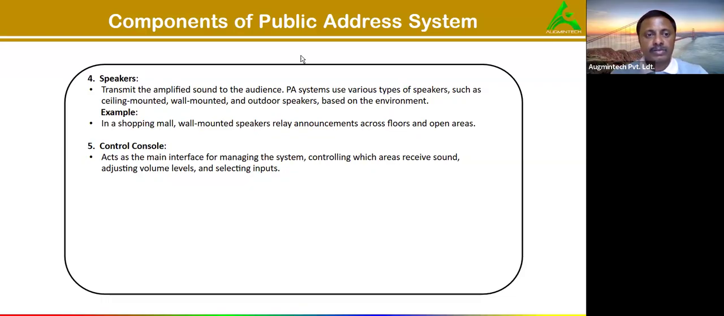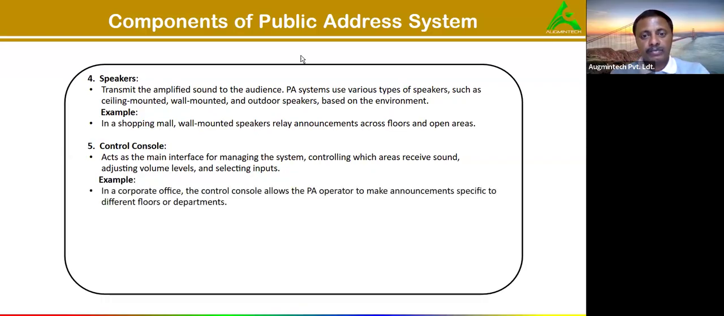And we have the control console, which acts as the main interface for managing the system. That means it controls the area which is going to receive the sound, adjusts the volume level, selects inputs, etc. In a corporate office, the PA operator can make announcements specific to different floors or departments, like a kind of voice evacuation system, as I already mentioned. And zones and zoning controllers are also required.